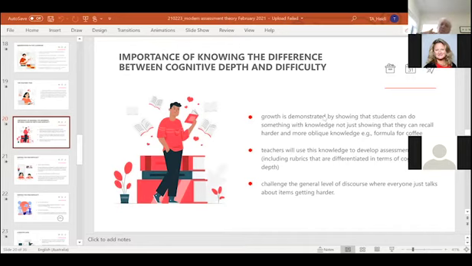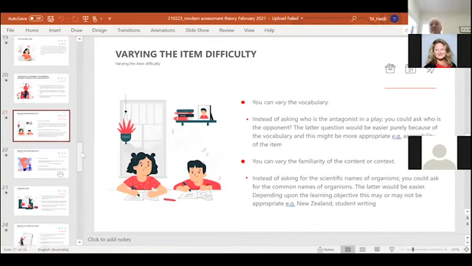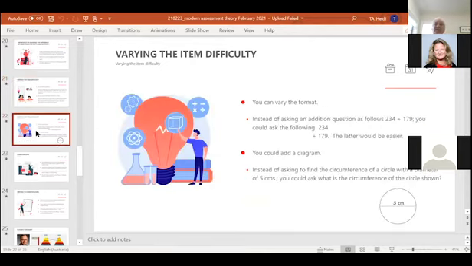And so what you were talking about, what distinguishes moving further along that continuum is not the difficulty of the items, but the cognitive depth. And I'll go to the next slide and talk a little bit about what I mean by that. You can change the difficulty of an item fairly easily. You can change the vocabulary, you can look at the familiarity of the content, you can put a diagram in that makes it easier.